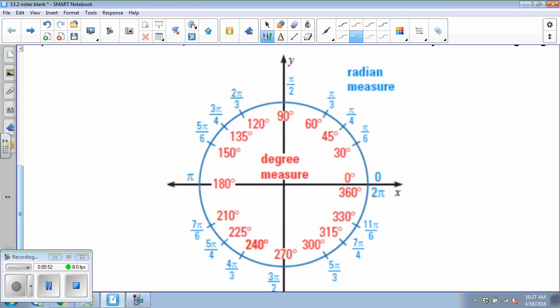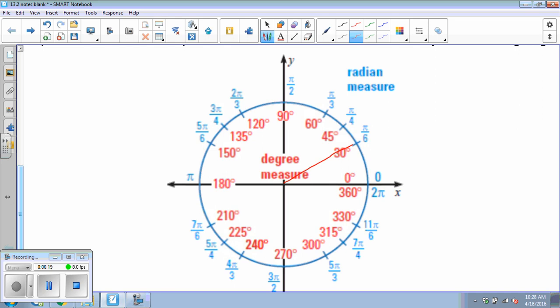Well, the special angles that they talk about are 30, 45, and 60. Okay? 30, 45, and 60. If I took, this is 30 degrees, right? That's 30 degrees. And according to this unit circle, 30 degrees is pi over 6. All right? Now, let's see how that makes sense.